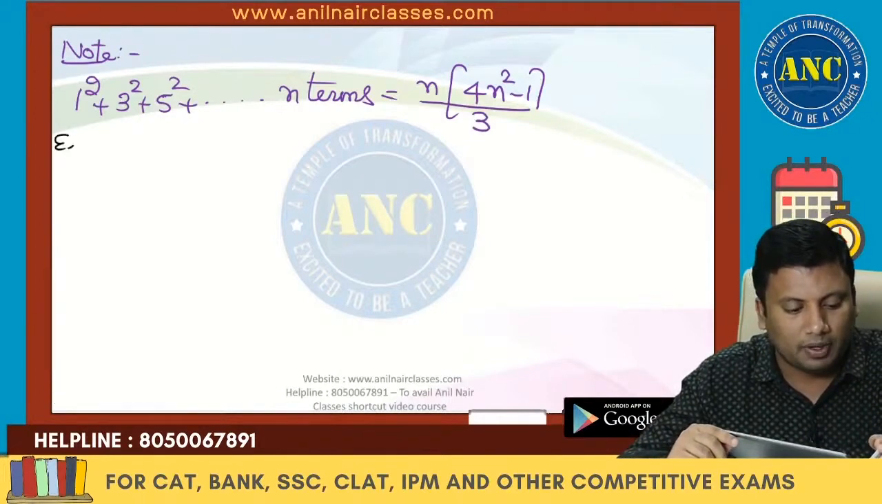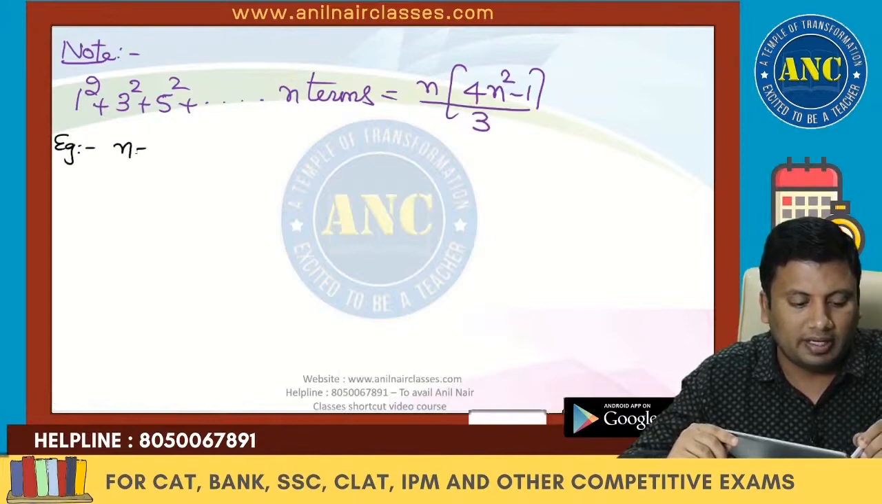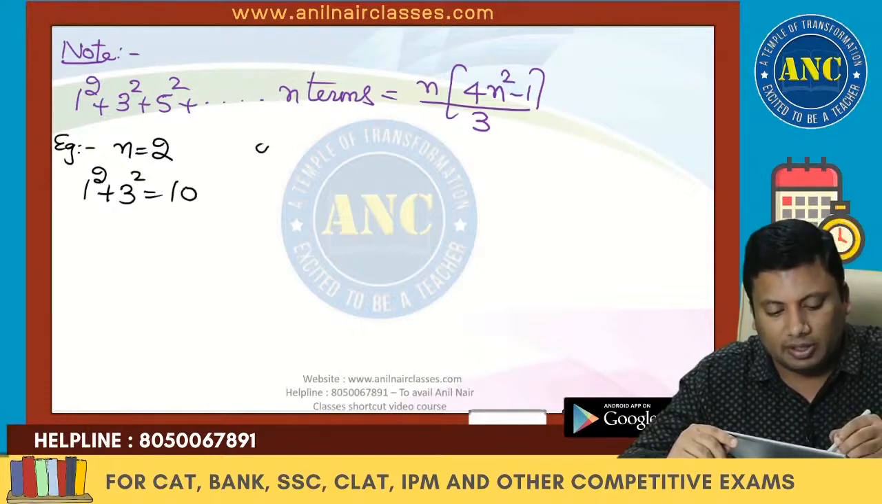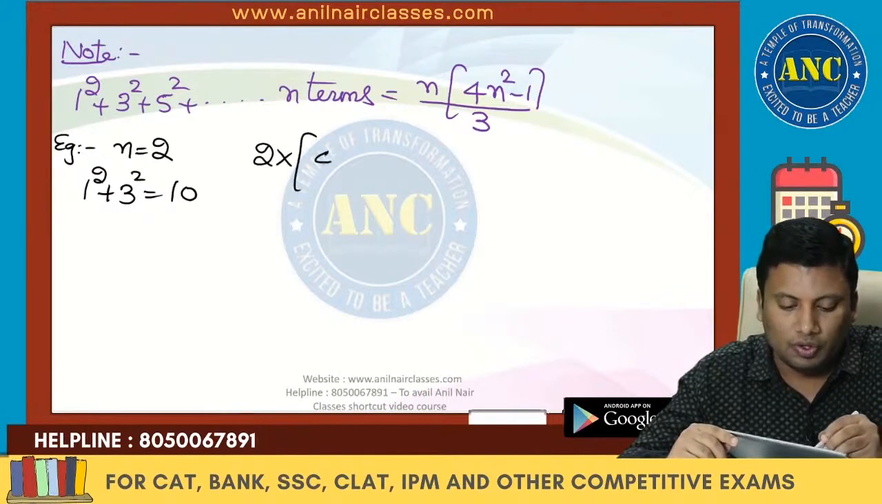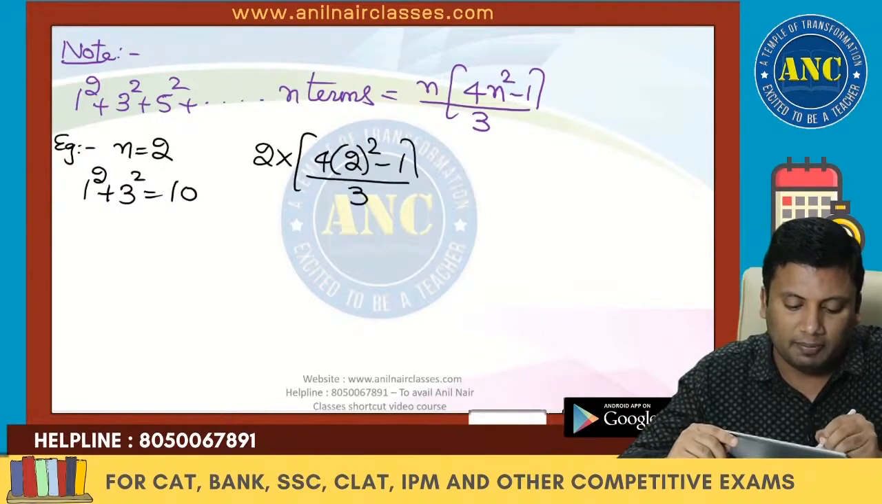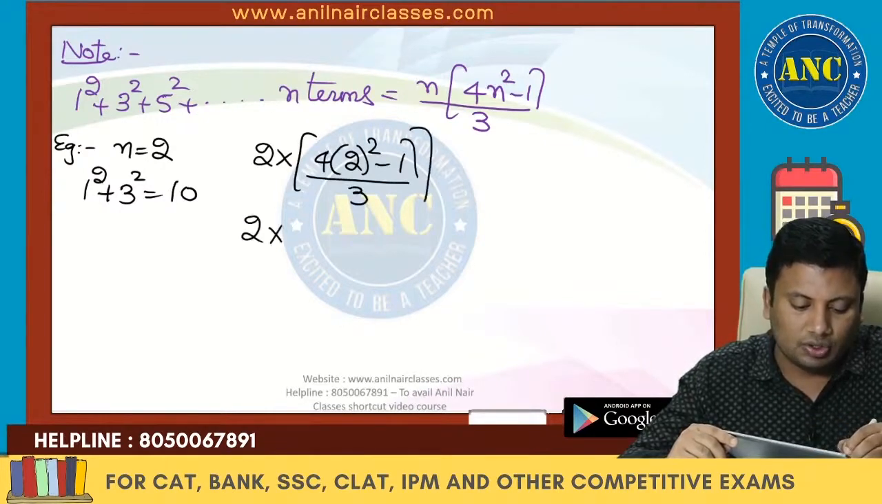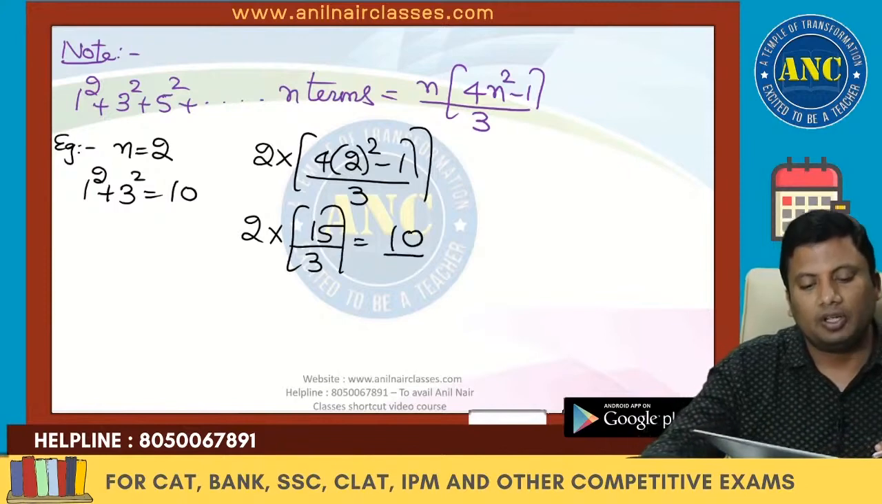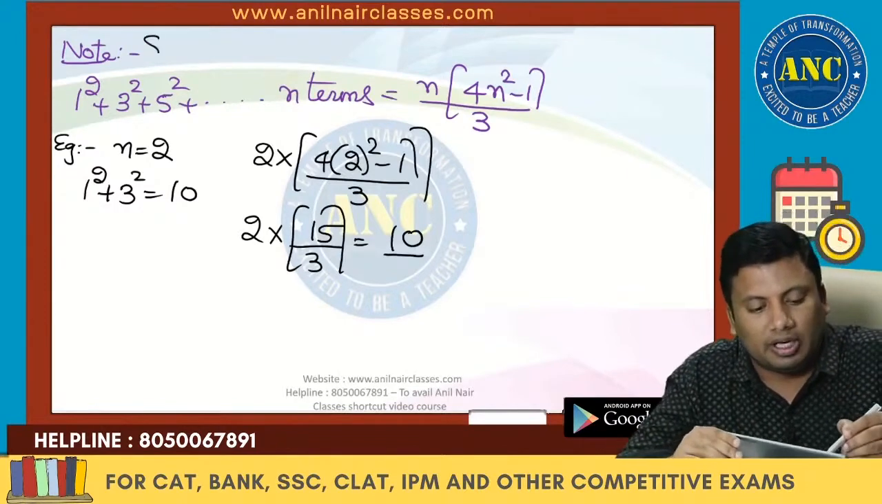For example, if I take n equivalent to 2, 1 square plus 3 square is 10. Let me substitute: 2 into 4 into 2 square minus 1 whole divided by 3. This is 2 into 16 minus 1, 15. 15 by 3 is 5. 5 2s are 10. So very, very important key point.